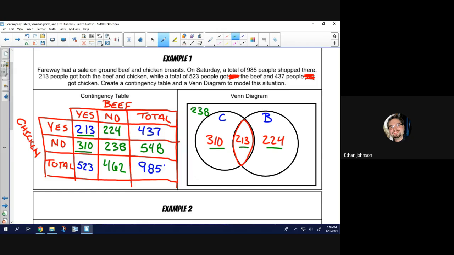Now, majority of the time, when we have a problem like this, we're not going to make you make both a contingency table and a Venn diagram. We're going to leave the decision up to you of which you prefer to make. I would recommend leaning more towards the contingency table because that works in more situations.